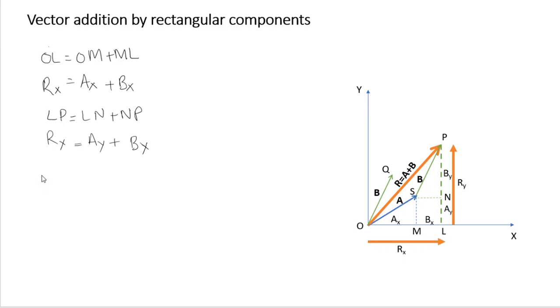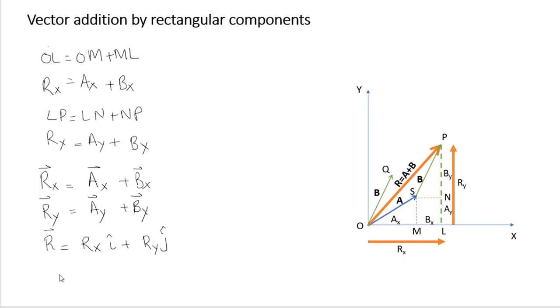So if I write it in vector form, then the Rx vector will be equal to the AX vector plus the BX vector. Similarly, the Ry vector will be the AY vector plus the BY vector. Or I can write R equals Rx i plus Ry j.